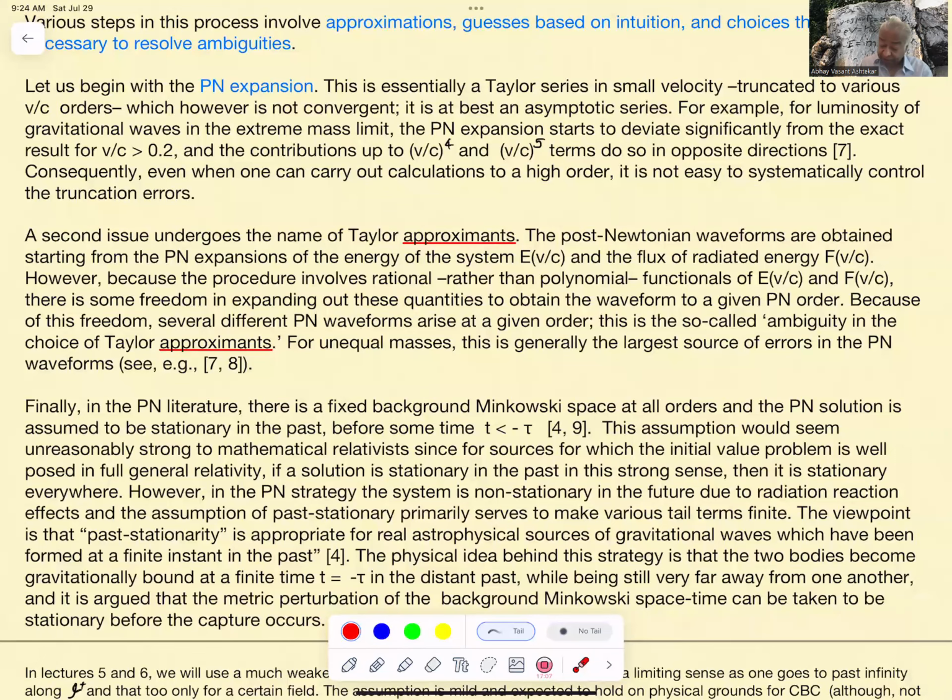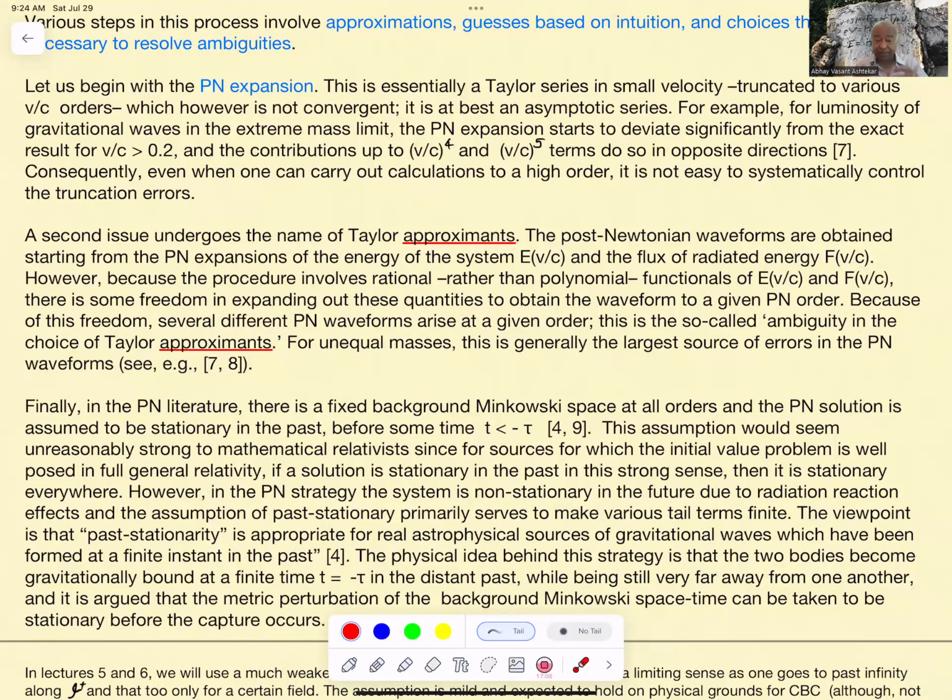The post-Newtonian waveforms are obtained by starting with the post-Newtonian expansions of the energy of the system, E as a function of v/c, and the flux of radiative energy, F as a function of v/c. However, because the procedure involves rational rather than polynomial functions, so you get a ratio of two polynomials, if you like, the functionals of E and F in terms of v/c, there is actually some freedom in expanding out these quantities to obtain the waveform to a given post-Newtonian order.